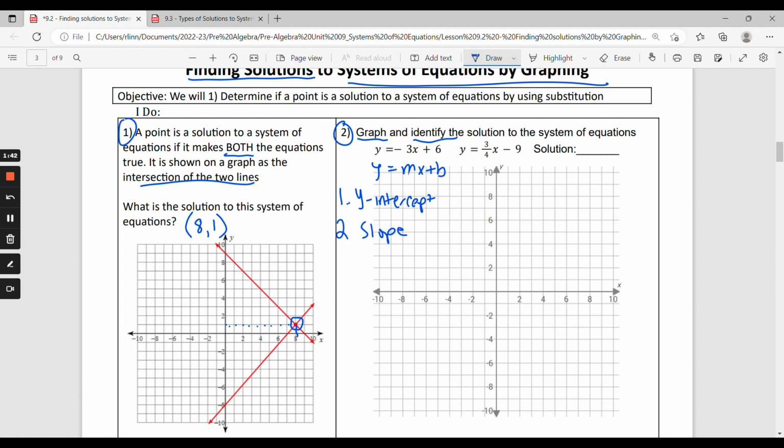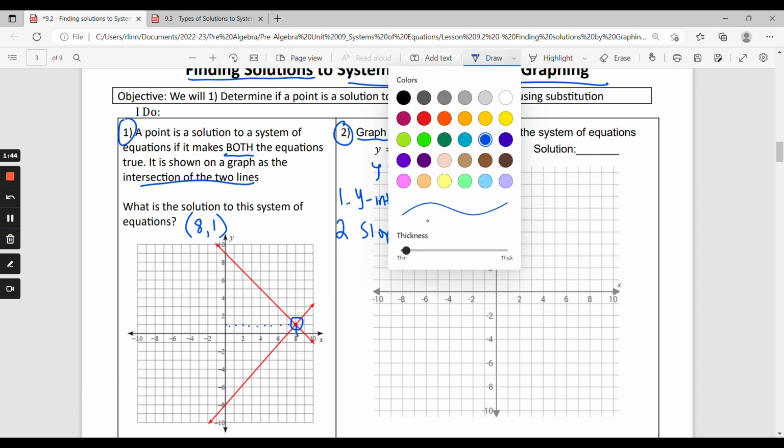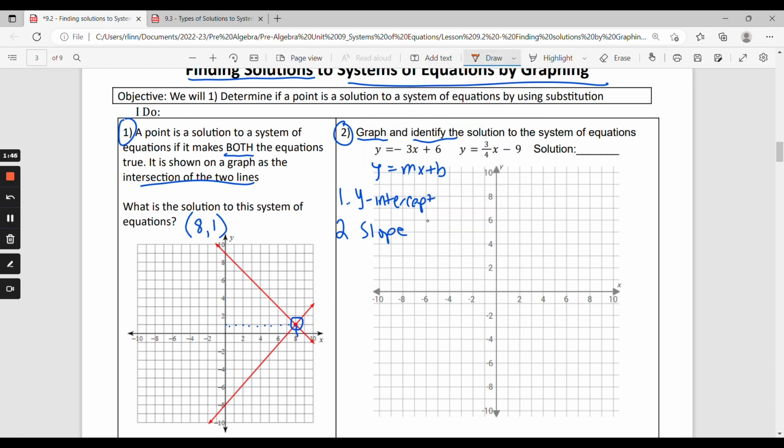So the first thing is the y-intercept. Our y-intercept is our b value. So I'm going to go ahead and circle our b value here. In this case, it's plus 6. So I'm going to find positive 6 on my y-axis. My y-axis is right here. So I can find positive 6 right there beside the 6. So I found my positive 6.